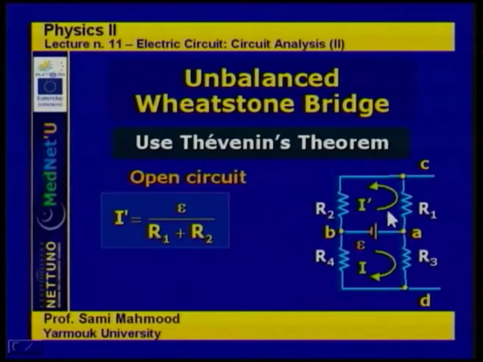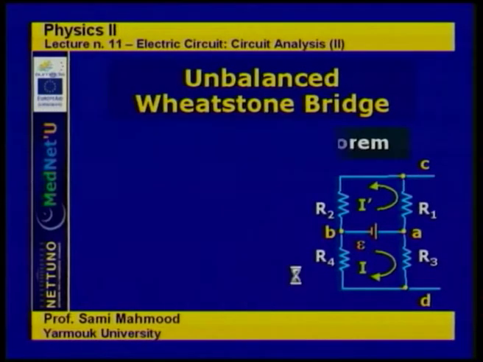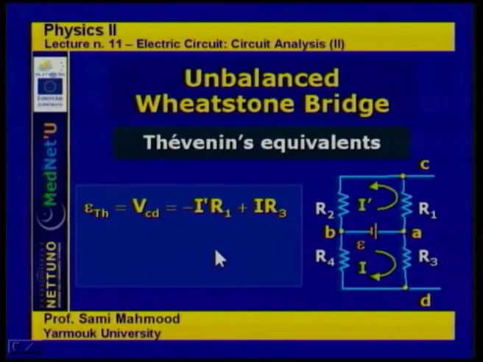I prime is simply, from this loop, equal to epsilon over R1 plus R2 using Kirchhoff's laws. Similarly, I is equal to epsilon divided by R3 plus R4, also using Kirchhoff's laws. So this is I prime and I. And now, in order to determine Thevenin's equivalent, we recall that epsilon Thevenin is the potential VCD in the open circuit geometry.